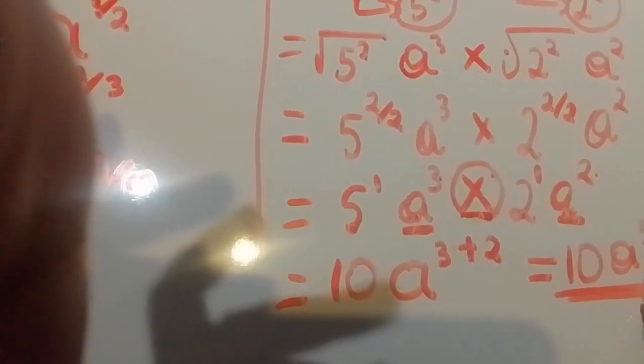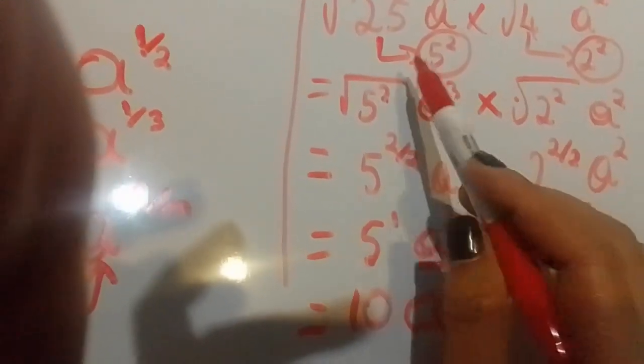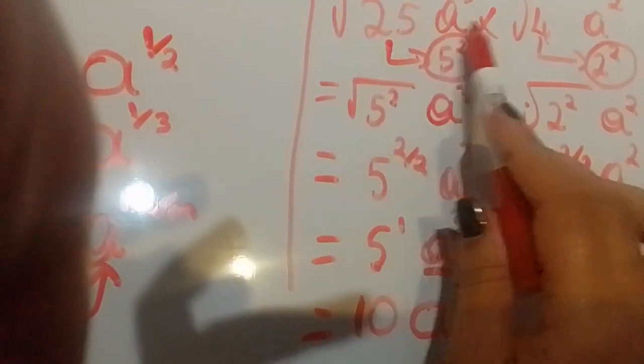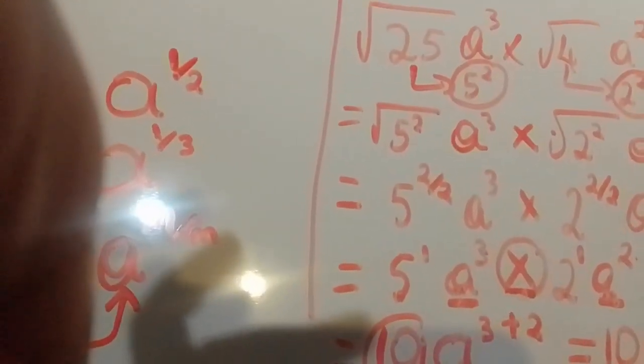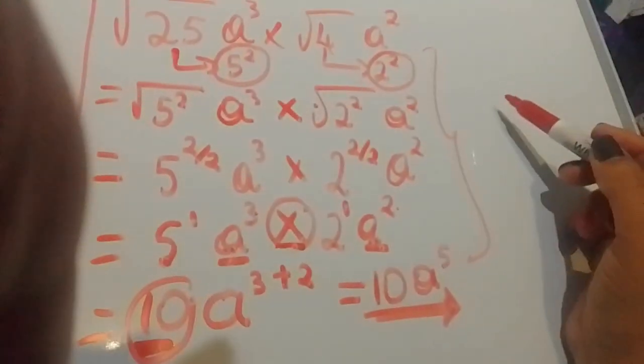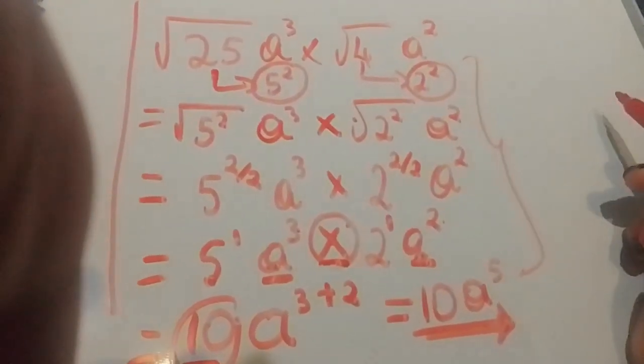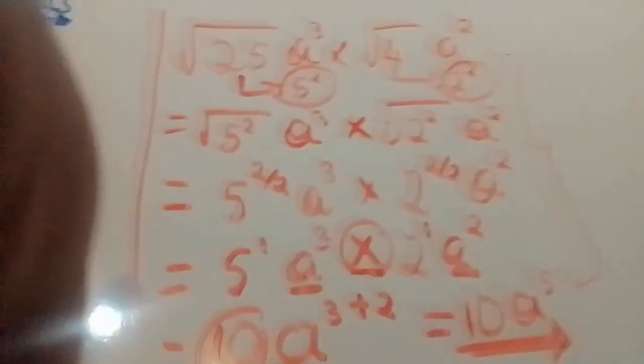So remember, we could have just gone straight into the square root of 25 multiplied by the square root of 4 on the calculator and got to 10. But what's important in mathematics is going through these steps so that you show that you know your laws of exponents, and then you get your full marks.